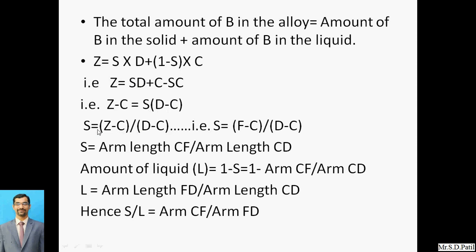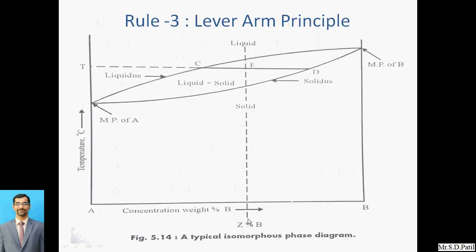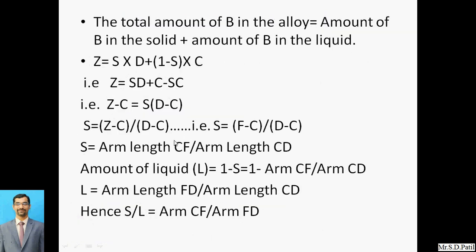Now this Z, here we can say this Z is nothing but F, because basically here this will be on the same line. So here we can replace this Z by F. So this Z is replaced over here by the F. Now the equation becomes S is equal to F minus C divided by D minus C. So this will be the solid-state fraction that we are getting.